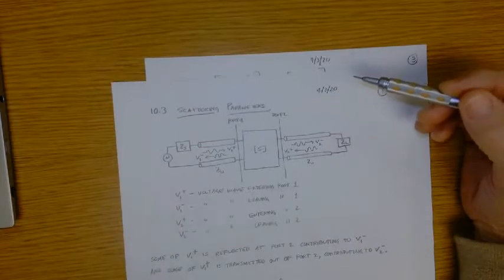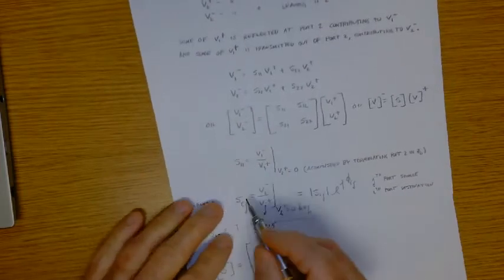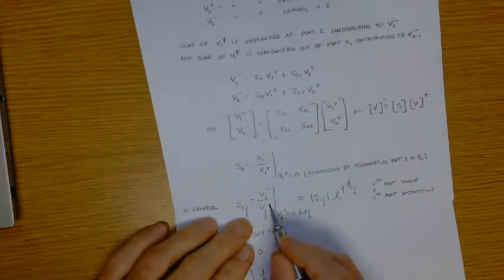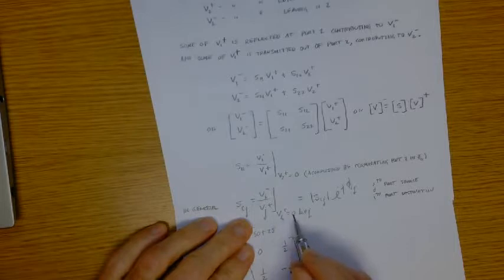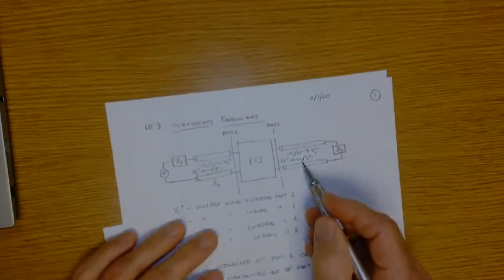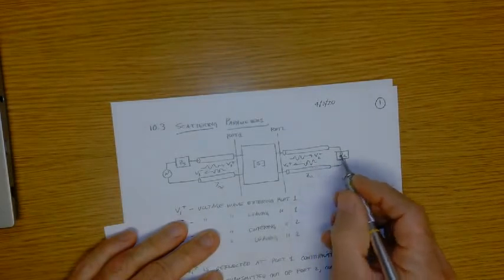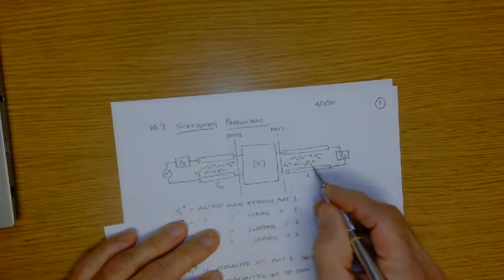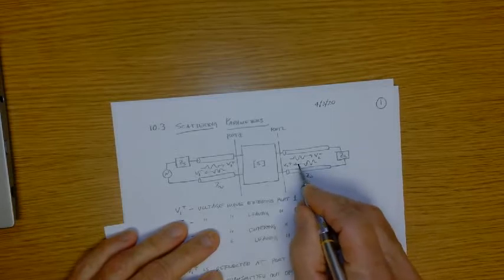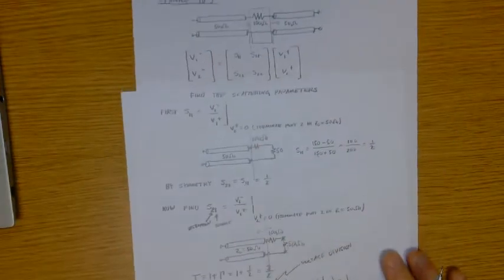And you need to understand this concept, right? That Sij is Vi minus over Vj plus, with Vk plus being 0, right? And we make that 0 by terminating the port in its characteristic impedance. That's how we set that positive traveling voltage to 0, right? We set Z load equal to Z naught, and that eliminates any reflections here. If there's no reflections here, then V2 plus must be 0. So keep that in mind, right? That's the essence of how these problems are solved.